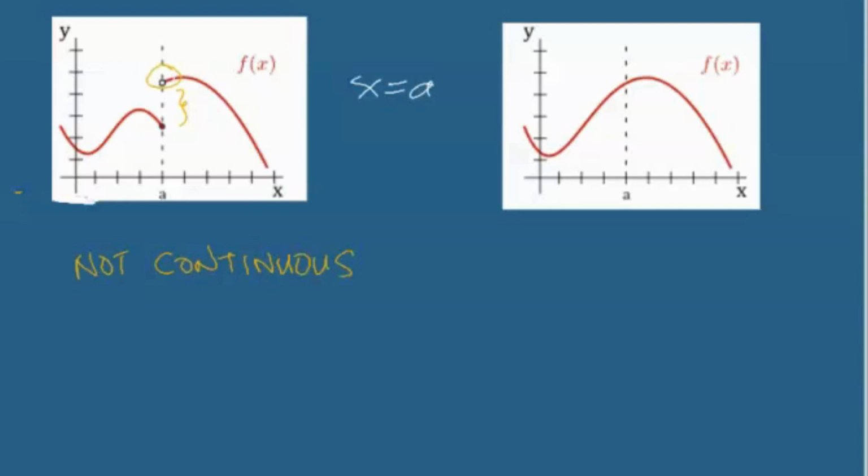On the other hand, for graph number 2, as we can see, at a there's no break, there's no hole, there's no jump, there's no gap, so therefore this is continuous at x equal to a.